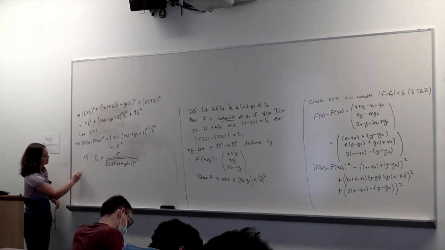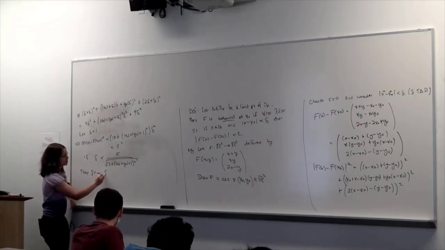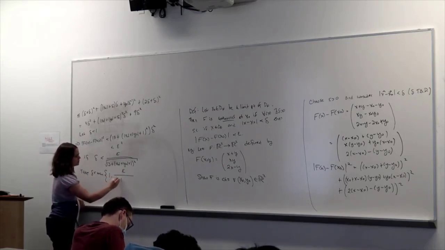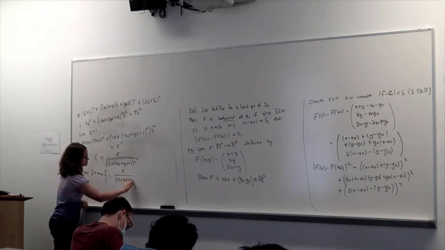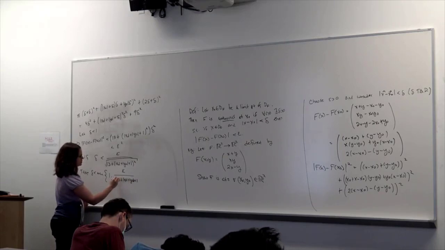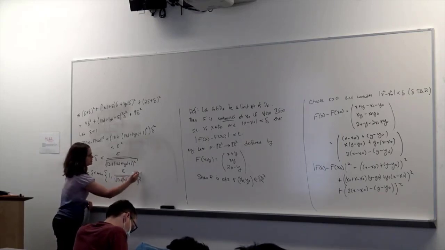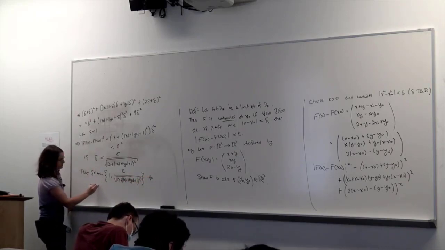So we say, okay, great, let's take delta to be less than the min of these things. Minimum of 1 and epsilon over the square root of 13 plus absolute value of x naught plus absolute value of y naught plus 1 squared. And that recovers the definition.